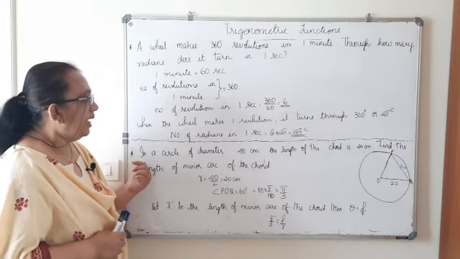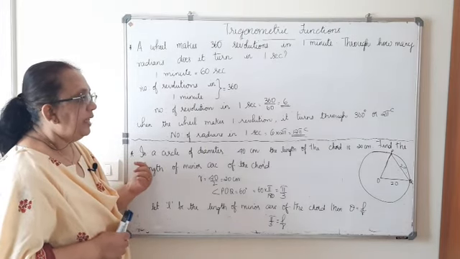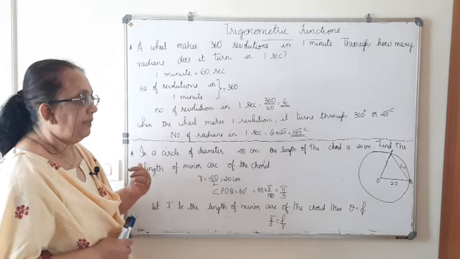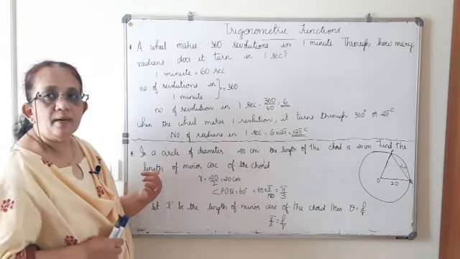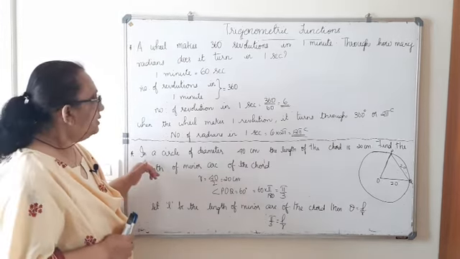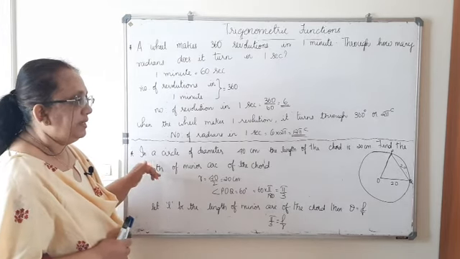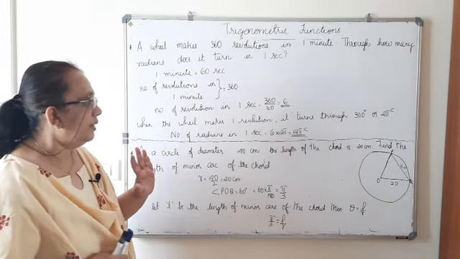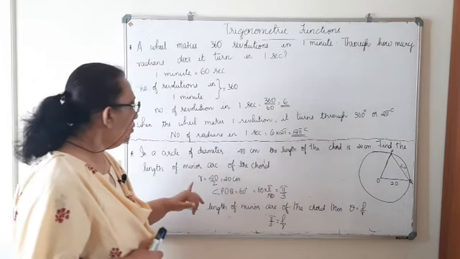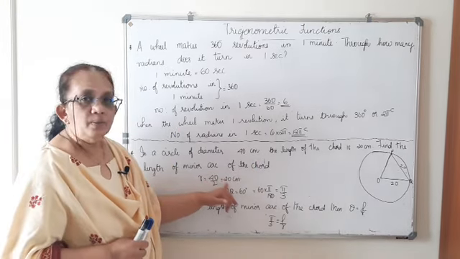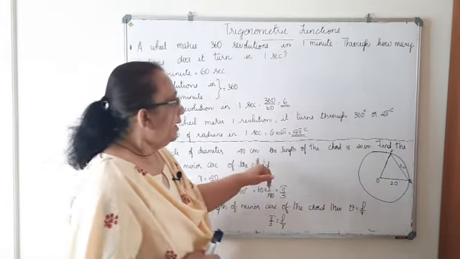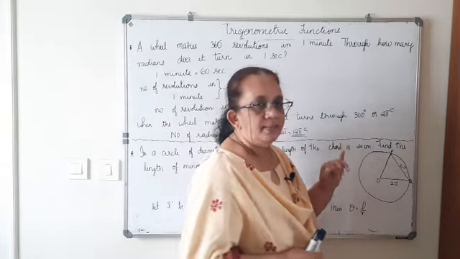In a circle of diameter 40 centimeters, the length of the chord is 20 centimeters. Find the length of the minor arc of the chord. So the diameter of the circle is equal to 40 centimeters, so you know that the radius is equal to 20 centimeters. The length of the chord is equal to 20 centimeters.